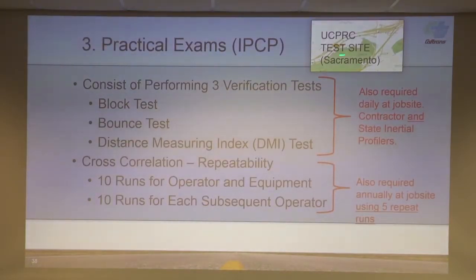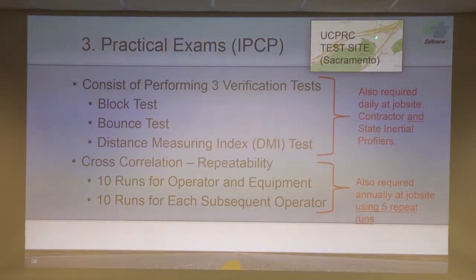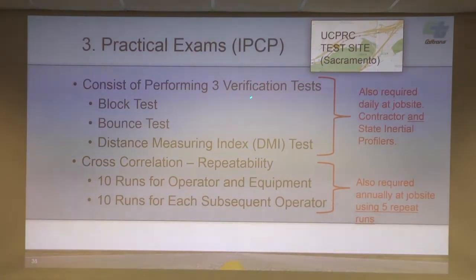Part of what they do is, after a written test, they'll run out to a test site where they know the actual roughness, and they'll run all the different tests that you'll run to certify the profiler. The first tests are the block test, the bounce test, and the DMI test. This makes sure that the inertial profiler is working correctly. The second test is a cross correlation test, where they run through the 10th mile segment 10 different times, and you want to be able to repeat and get the same kind of values within a certain tolerance. They do this test annually, and that gives them their certification.